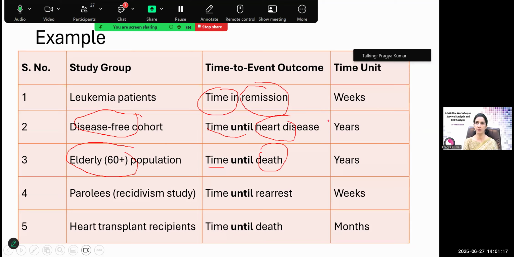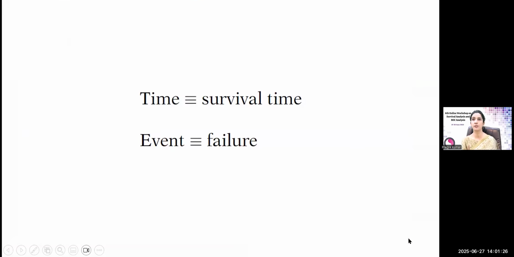And again, these have units, like time until death measured in months. To conclude, all the time which we measure is the survival time. What do I mean by survival time? Time until event. And what is the event? We always define the event as failure. But again, I am repeating the same thing: don't confuse this, failure is not always negative. If your event is positive, then this failure is ultimately a positive outcome, but we define it like that. So the event is failure and time is survival time.